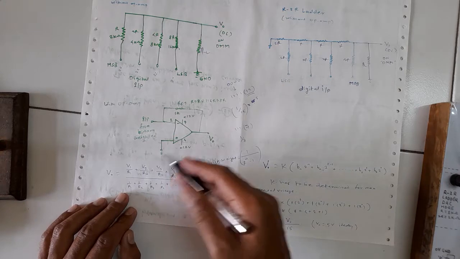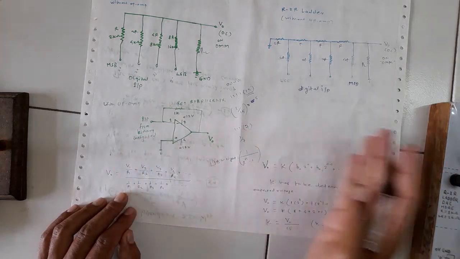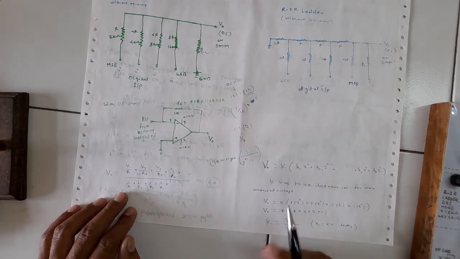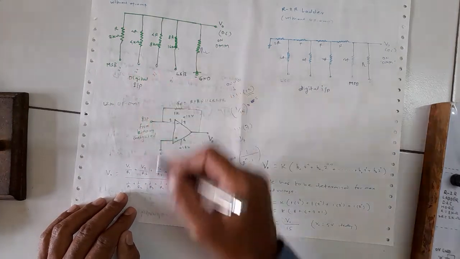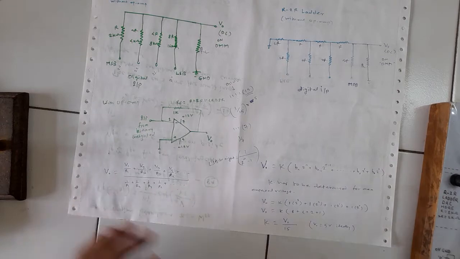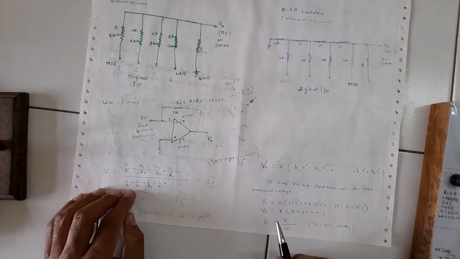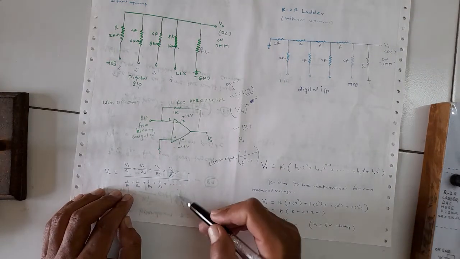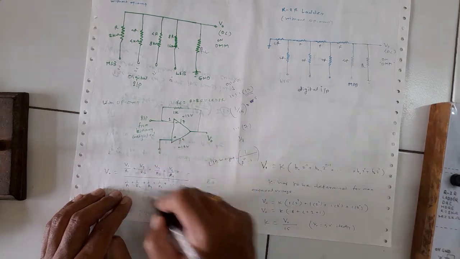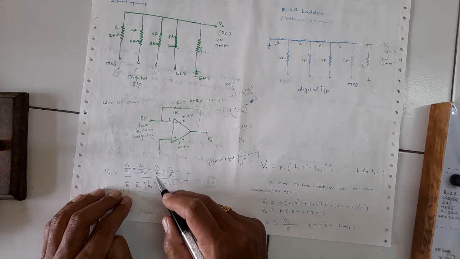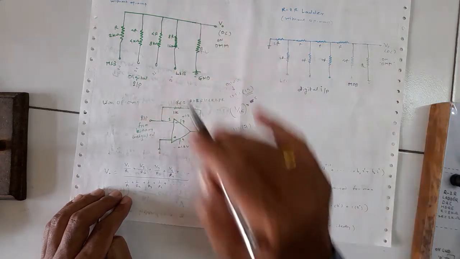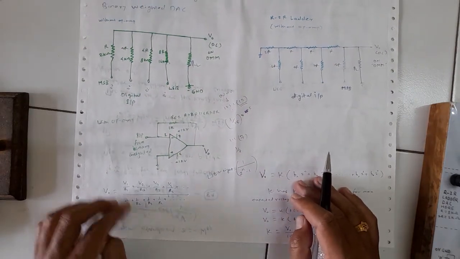If there are n number of bits, then this addition should be divided n number of times, because these resistances are parallel to each other, so its parallel combination is divided by it. So this is what we can have as the output voltage. Let us try to understand how this binary weighted network works without the op amp.